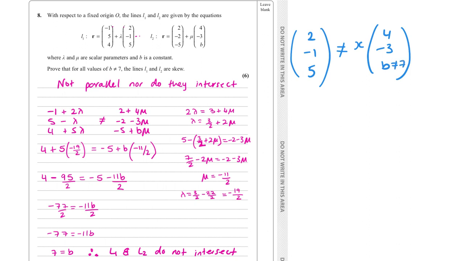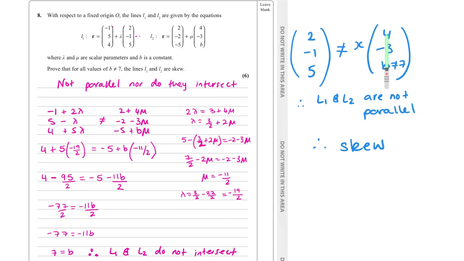You have to also write L1 and L2 do not intersect. Therefore, L1 and L2 are not parallel. Therefore, skew. Okay, if you don't write both of those sentences, you're not going to get that final mark. Proving they don't intersect does not prove that they're not parallel. But we can see that these are not multiples of each other.